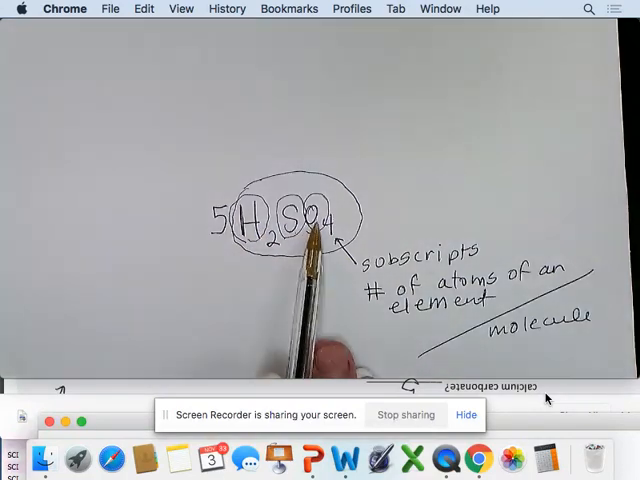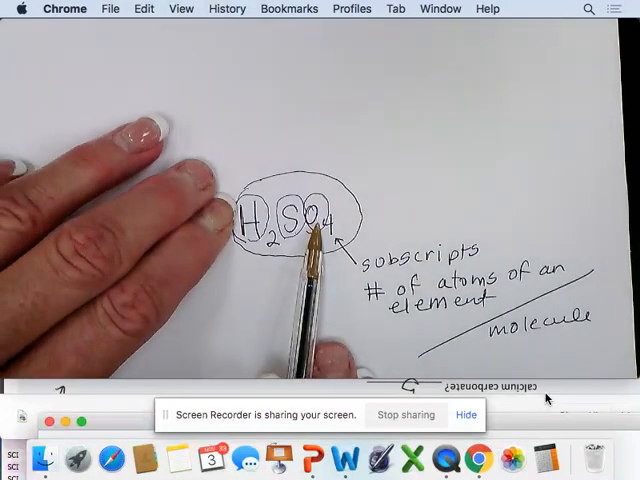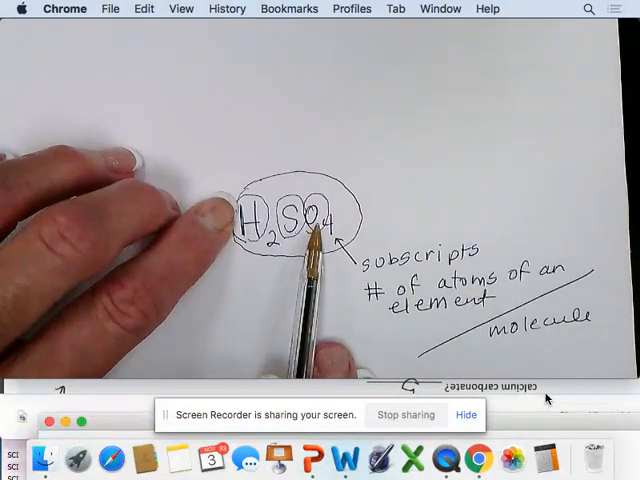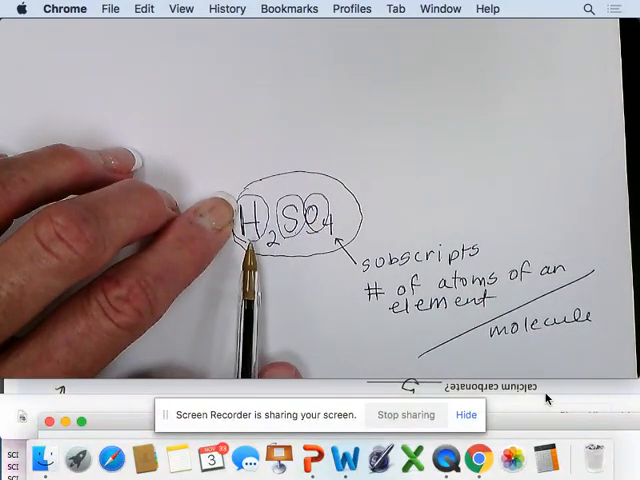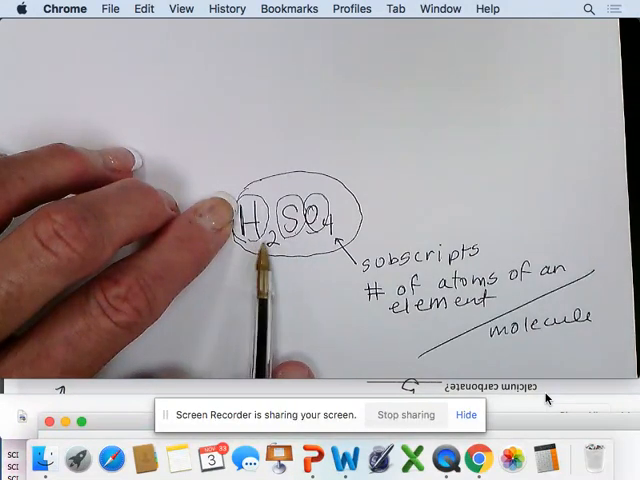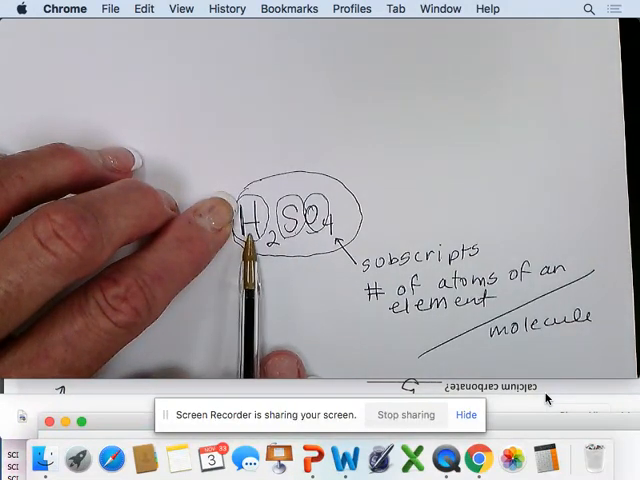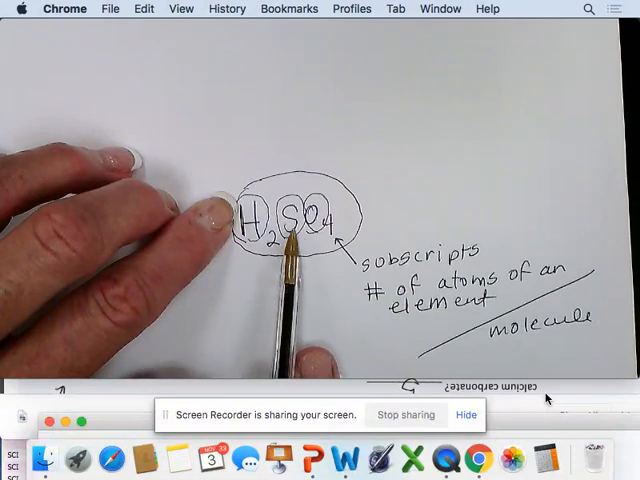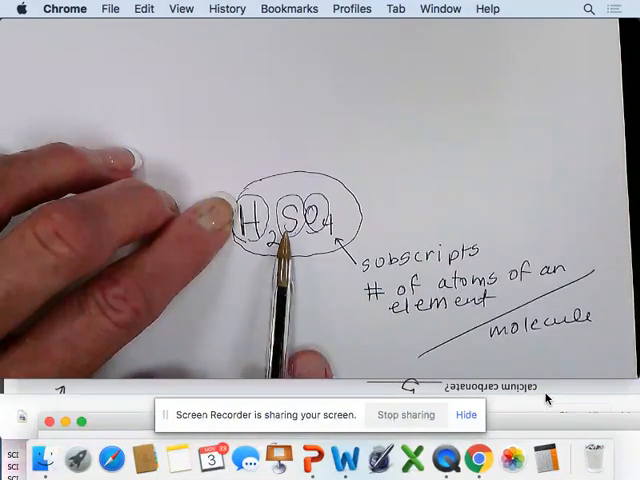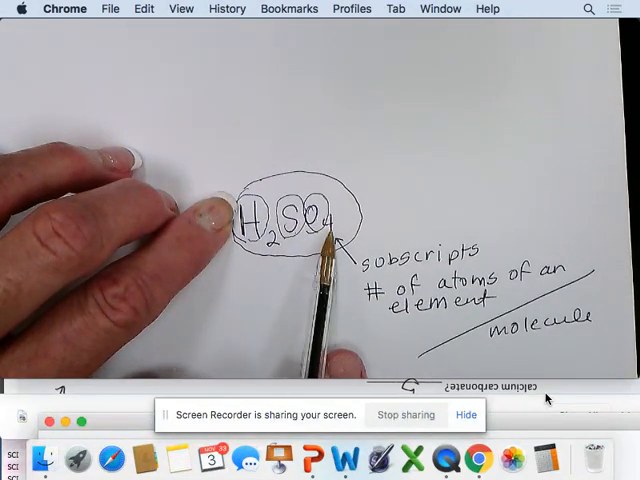Okay, so how we would look at this is if I eliminate this 5 right here and I look at it, this is telling me that in a molecule of sulfuric acid, I have 2 atoms of hydrogen. There's no number next to the sulfur, so that means 1 atom of sulfur and 4 atoms of oxygen.